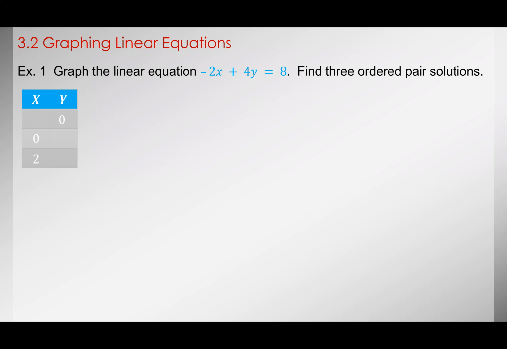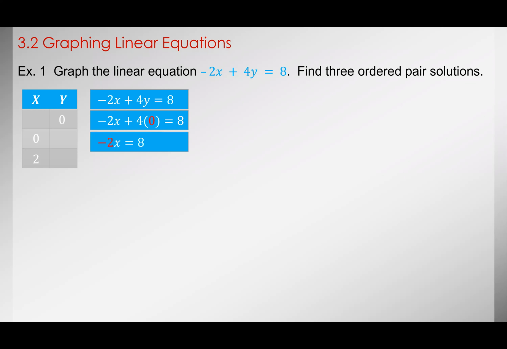How do I find a missing value? To find a missing value, this is my equation, negative 2x plus 4y equal to 8. So all I need to do is plug in 0 for y. And the reason why I choose 0 is because 4 times 0 is just 0. It disappears, and that's the easiest point to choose, 0. And now I have negative 2x equal to 8. How do I get rid of negative 2? I need to divide by negative 2. Therefore, my ordered pair will be negative 4, comma 0.